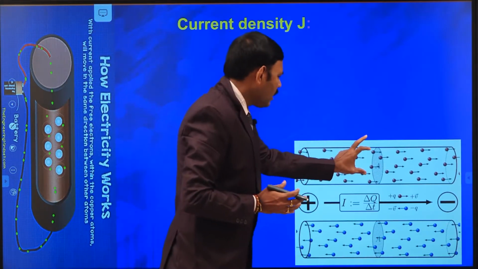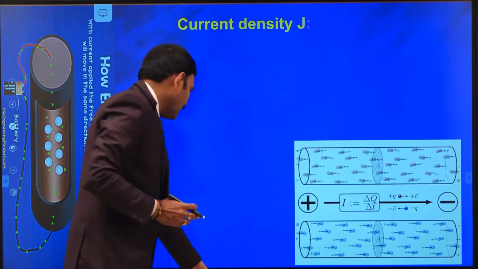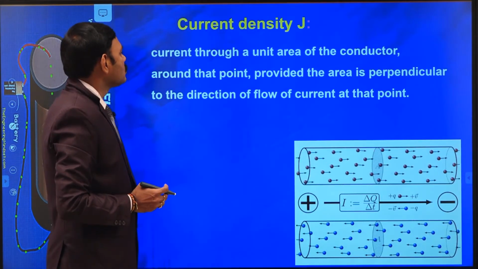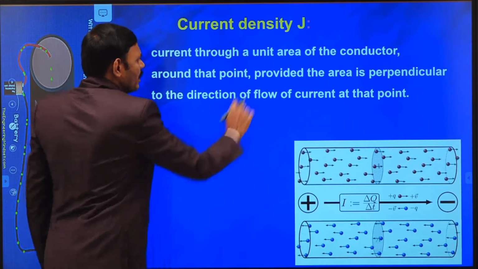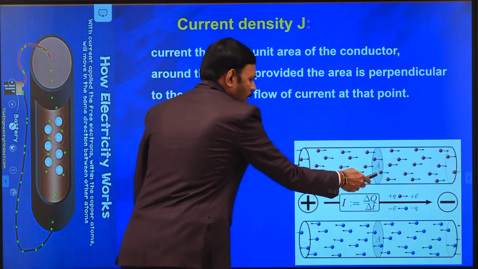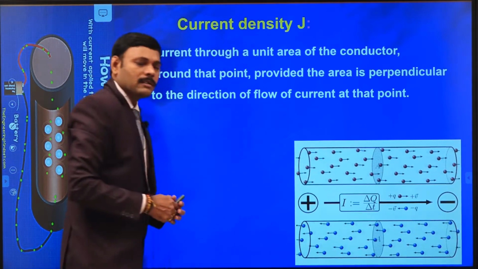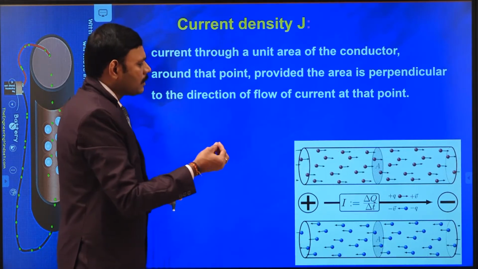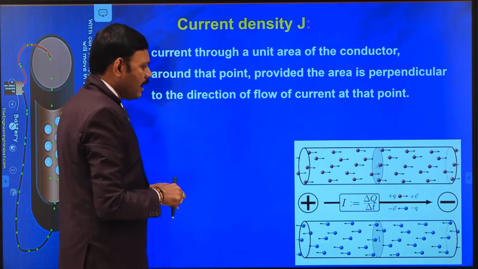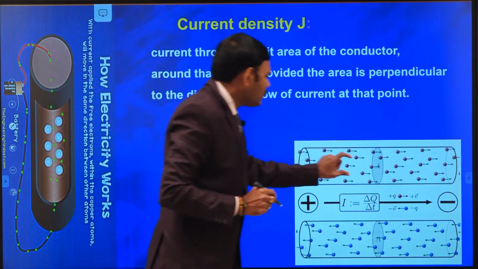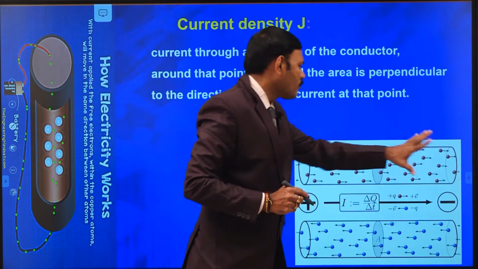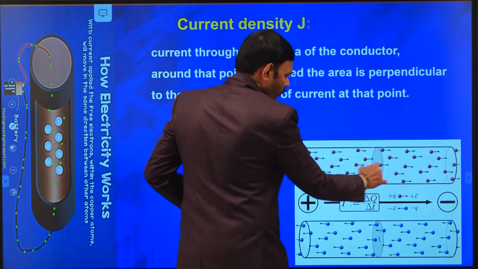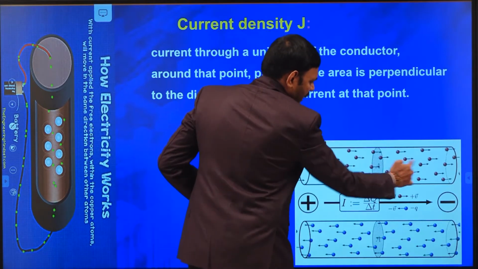In the given area, I is the current, then current per unit area is current density. So this is the definition. Current through unit area. So for a given area, I amount of current is traveling, then current per unit area means I by A is current density, provided this area is normal to the direction of flow of charges. Observe this one. These are the direction of flow of charges.